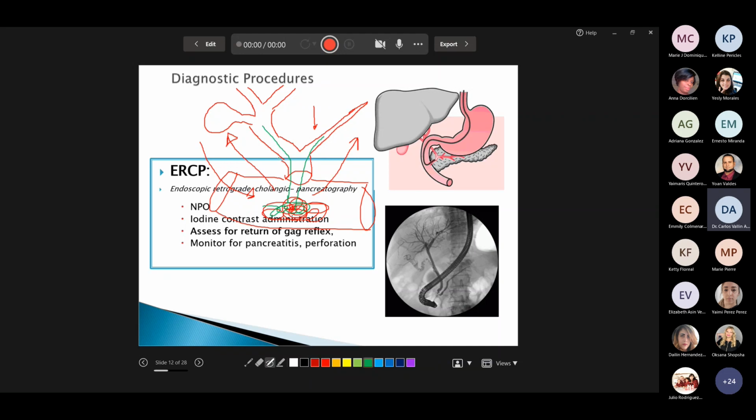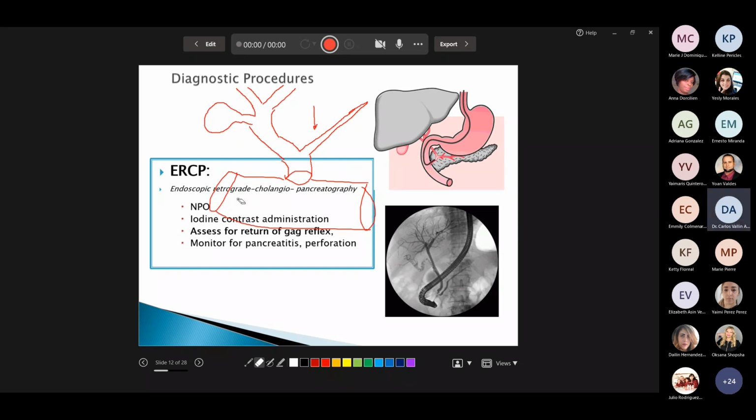Okay, those structures, those tubes, are frequently affected by diseases. The diseases can be tumors or they could be stones. You can have gallstones obstructing anything here.